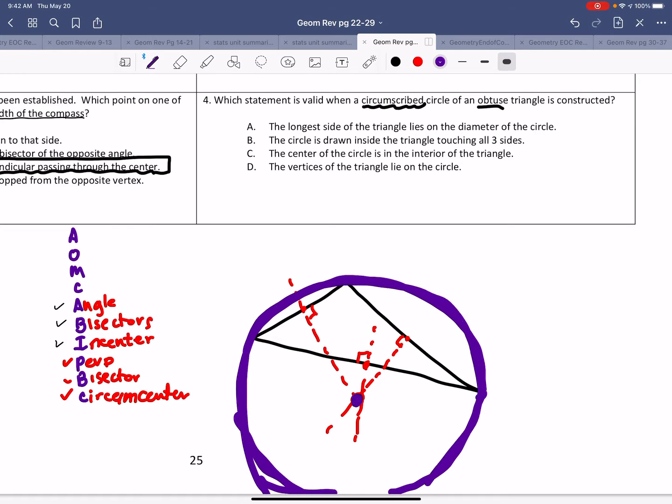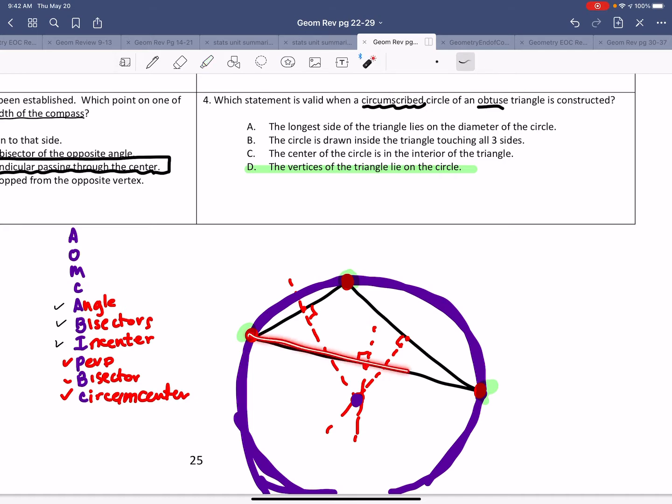And that's where I probably put my radio tower, because it would be equidistant to each point, because this would be a radius of the circle. See how that makes it fair? So my circumcenter on an obtuse triangle ends up outside, but they want to know the circle, the vertices of the triangle lie on the circle. You see that one? The longest side of the triangle is the diameter.